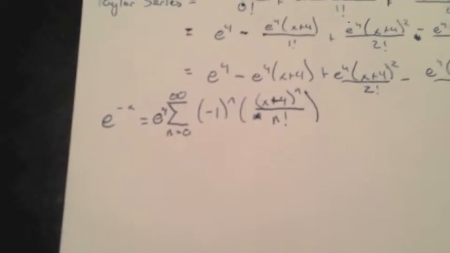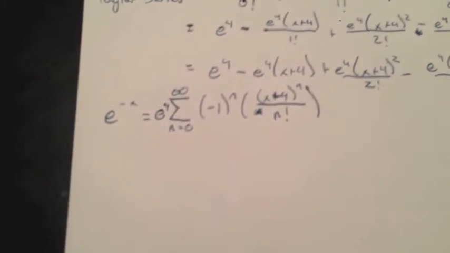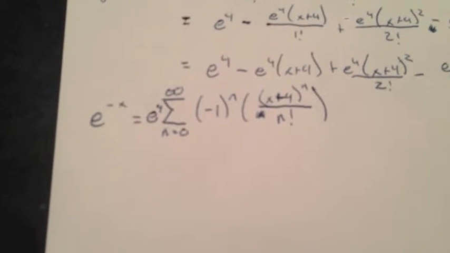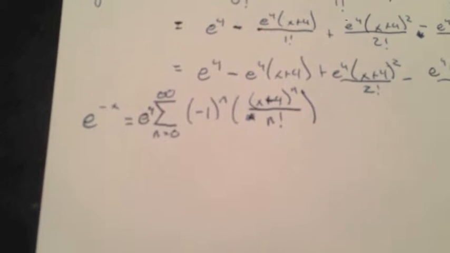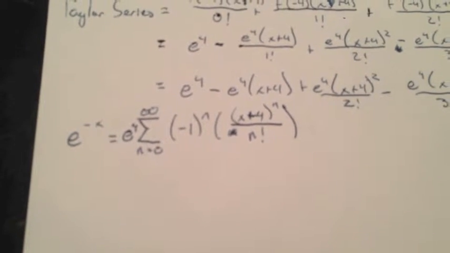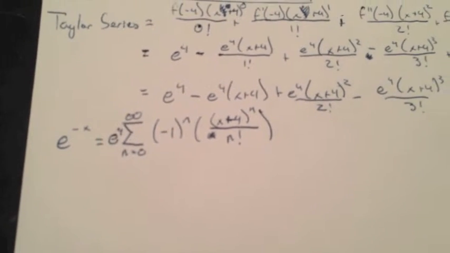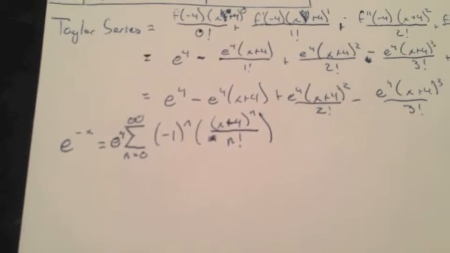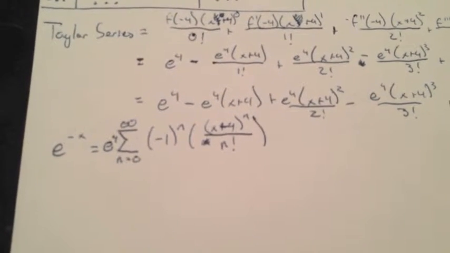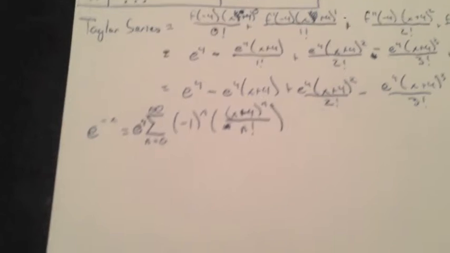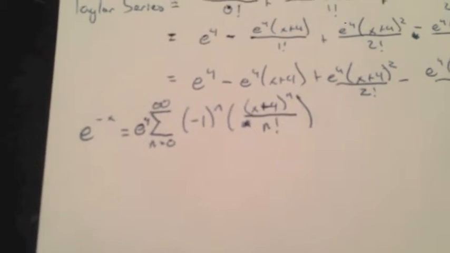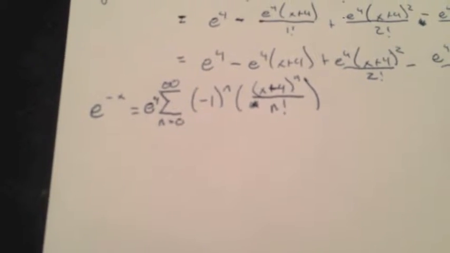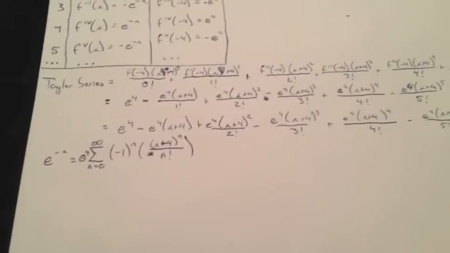Now, if we want to go even further, this is the generic solution for the Taylor series, and we have e to the negative x equals e to the fourth times summation from 0 to infinity of negative 1 to the nth power times x plus 4 to the nth all over n factorial. And now this gives us just the Taylor series for any degree n. And that is the second example.